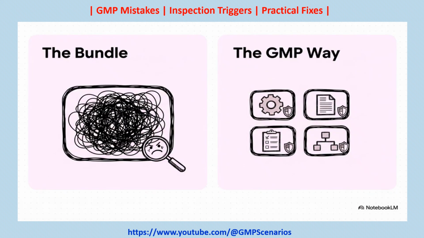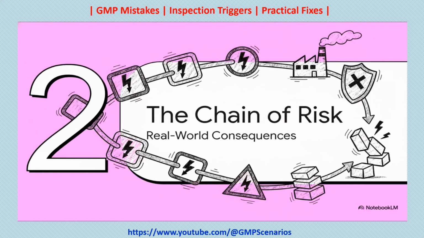Look at this comparison. Over on the left, you've got the bundle. It's just a tangled mess, and the risks are all hidden in there somewhere. But on the right, you have the GMP way. This is how you're supposed to do it. Every single change has its own clearly defined scope and its own individual risk assessment. It's the difference between crossing your fingers and hoping for the best versus actually proving you're in control of your process.